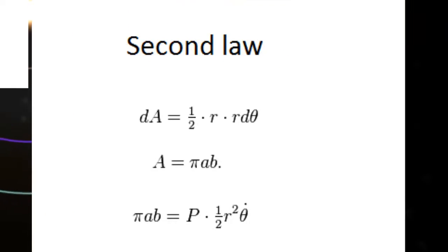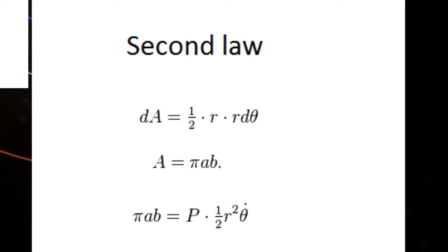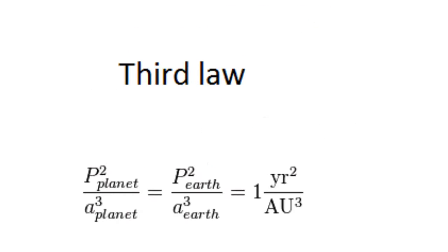The second law is: an imaginary line drawn from the center of the Sun to the center of the planet will sweep out equal areas in equal intervals of time. This law is also known as the law of equal areas. Lastly, the ratio of the squares of the periods of any two planets is equal to the ratio of the cubes of their average distances from the Sun. The last law is known as the law of harmonies.